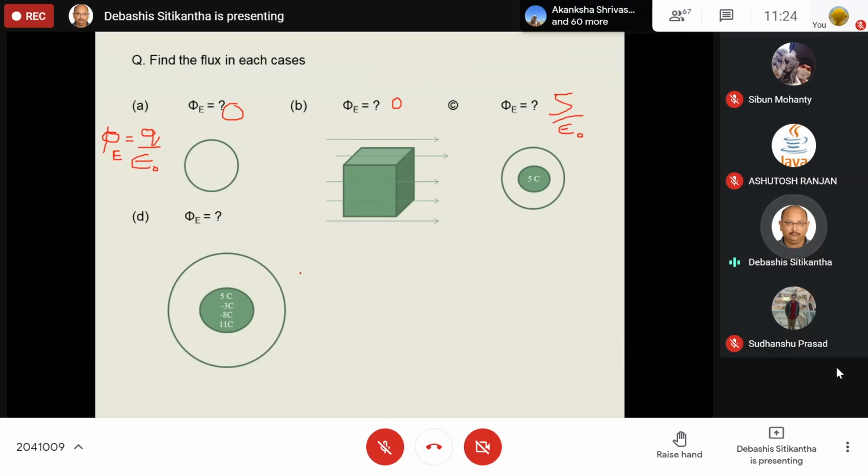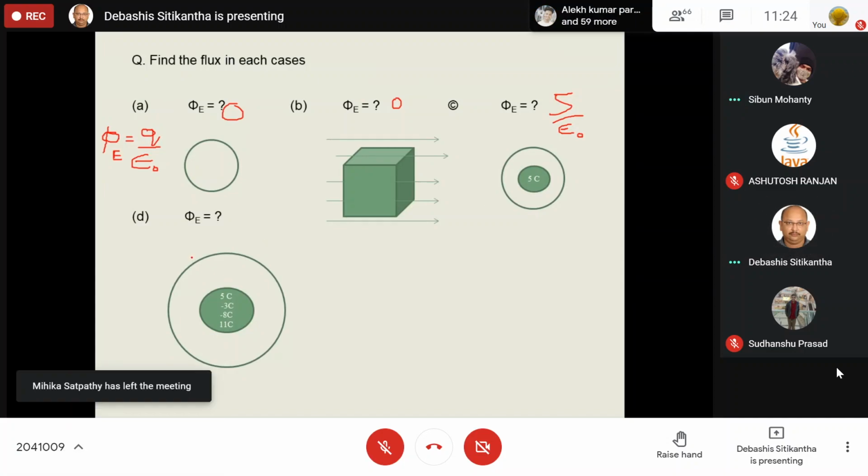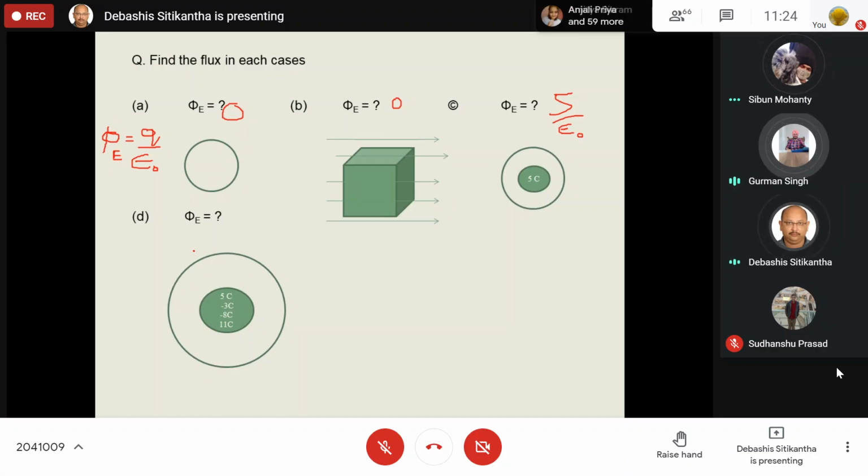Now what about this one? Same, sir. Last. 5 coulomb by epsilon 0. Yes, same. How much? 5 coulomb by epsilon naught. Yes, that's correct. Absolutely correct.